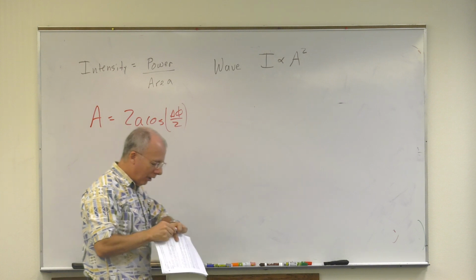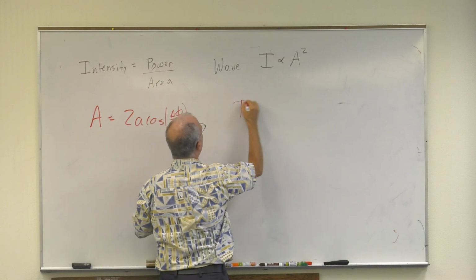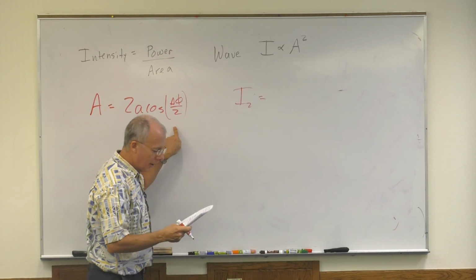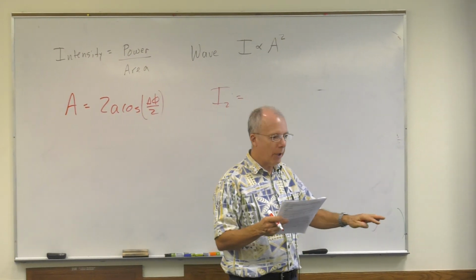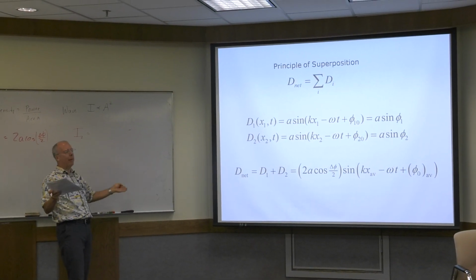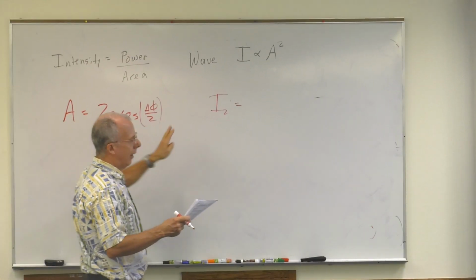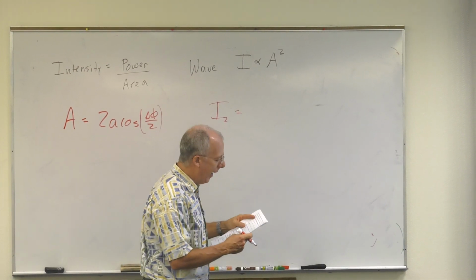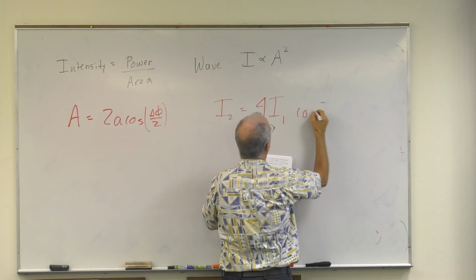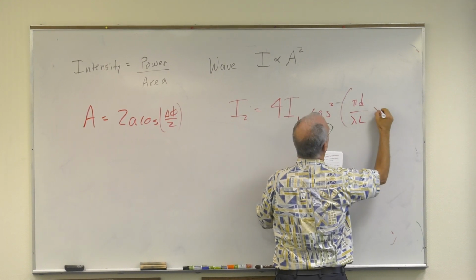Okay, so I'm going to be a really rotten person right now. To figure out I2, the intensity for two sources, we're going to use this, and then we're going to do a whole bunch of math, which actually we're not going to do. So I'm skipping a ton of steps, but all I can tell you is we're going to square that, and a whole bunch of other stuff. And the result is this: 4I1 cosine squared of pi d over lambda L times y.